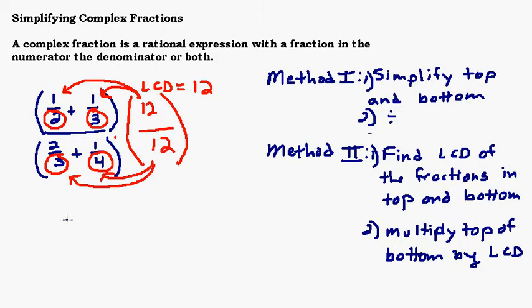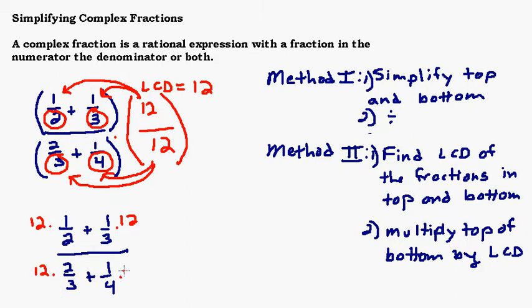I'm going to rewrite this so it's a little less messy. Alright. So what we're doing now is we're going to multiply 12 times 1/2, so I'm going to put the 12 here now. And 12 times 1/3, so I'm going to multiply that by 12. 12 times 2/3, and 12 times 1/4.